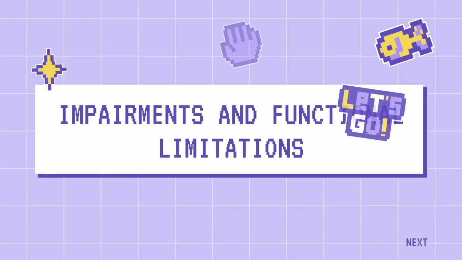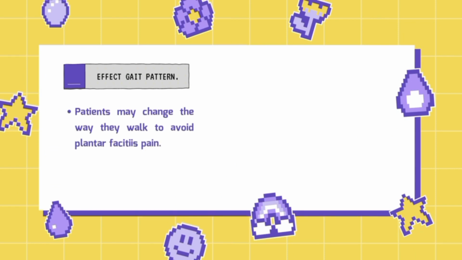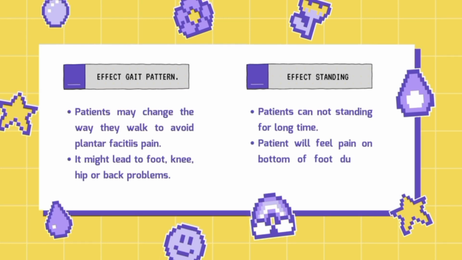knee joint. Functional limitation. Firstly, plantar fasciitis will affect gait pattern. Patients may change the way they walk to avoid plantar fasciitis pain. It might lead to foot, knee, hip, or back problems. Secondly, it will affect standing. Patients cannot stand for a long time. Patients will feel pain on the bottom of the foot due to prolonged standing.